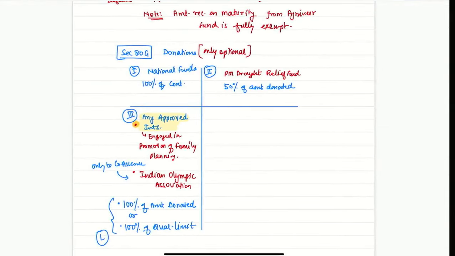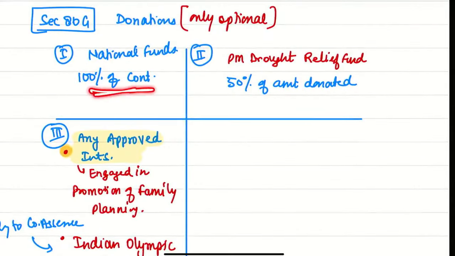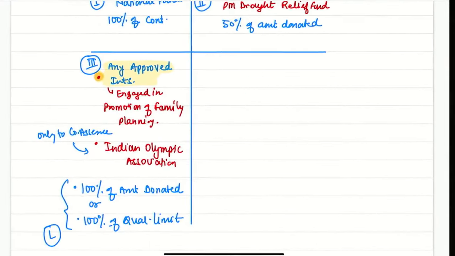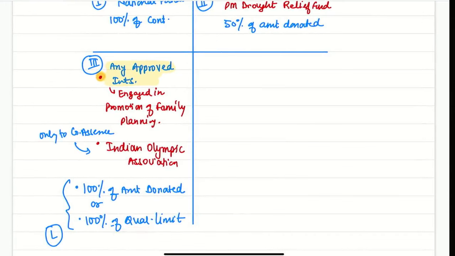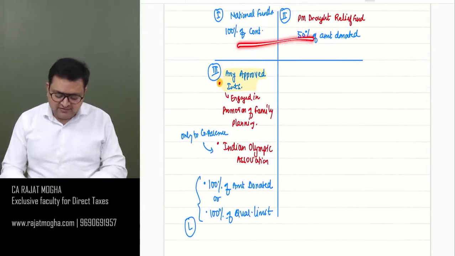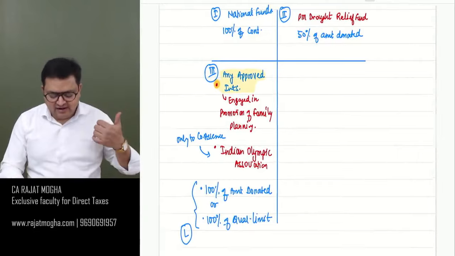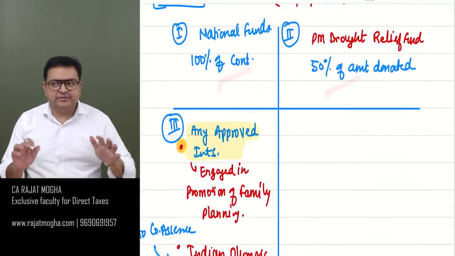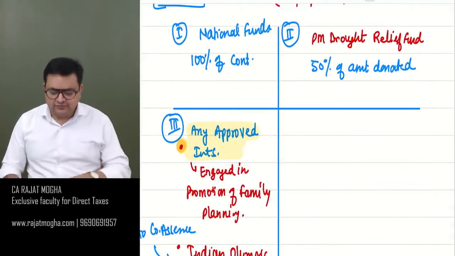See, if you remember, in the first one, I have only mentioned 100% of the contribution. There is no such limit. But here there is a limit also. What is the qualifying limit? I'll explain. So in first and second, there is no limit. It is straight away 100%. It is straight away 50%. But in third and fourth, there is a limit also.